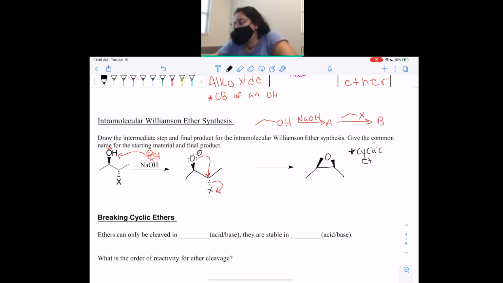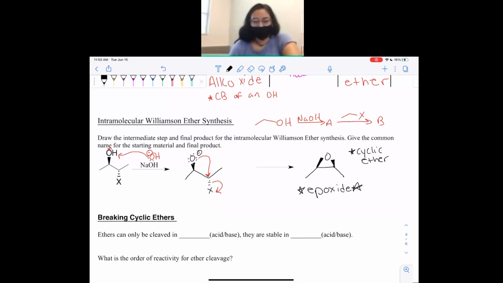All right, so what I want you guys to note from this is, one, we formed a cyclic ether, right? And most specifically, in this case, we got an epoxide. So an intramolecular Williamson ether synthesis will always give you a cyclic ether. And sometimes that cyclic ether does happen to be an epoxide. So it's not always forming an epoxide, but it is always forming a cyclic ether. Does that make sense?